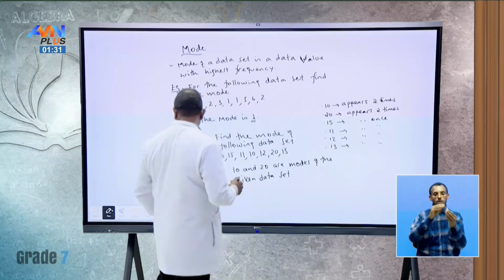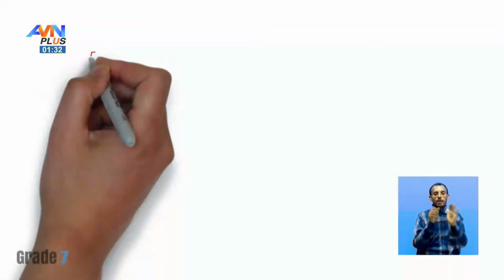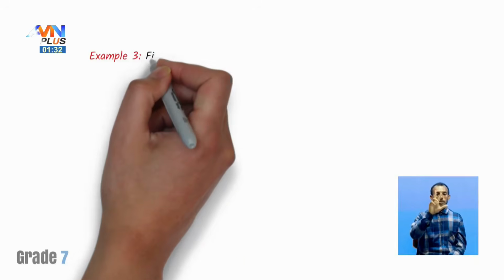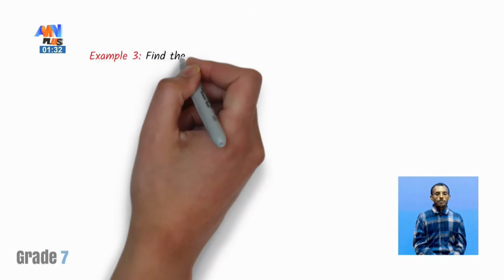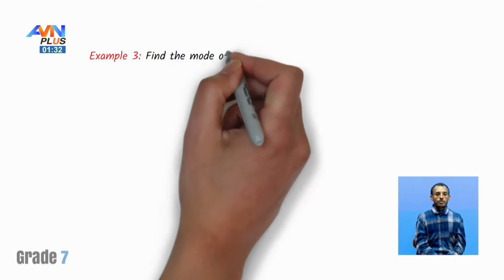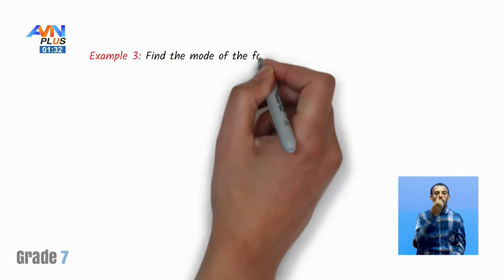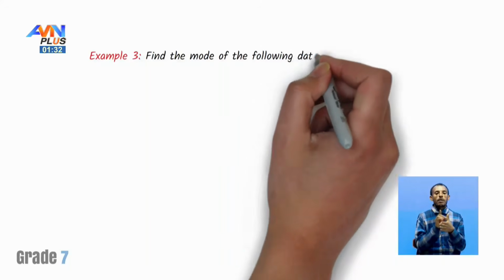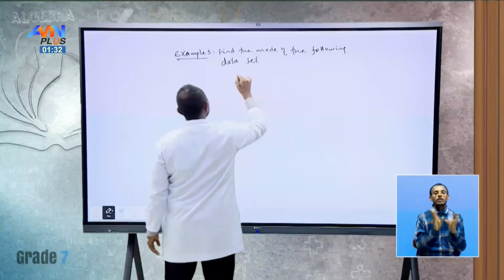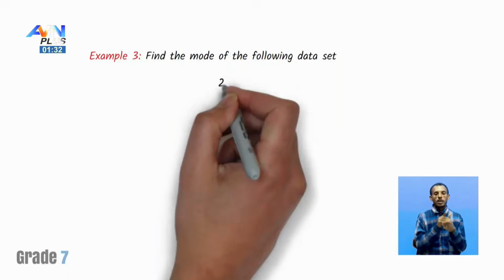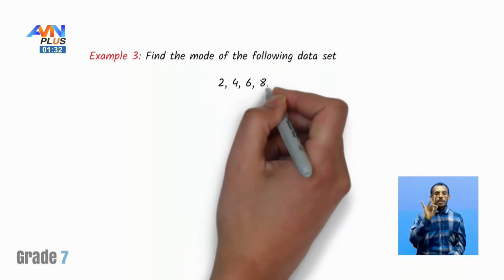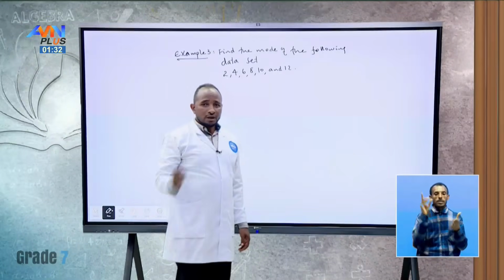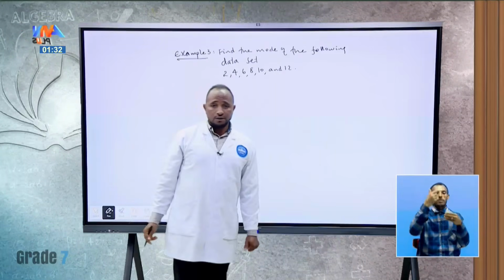Look at this one. Example 3. Find the mode of the following data set. Here we have this data set: 2, 4, 6, 8, 10, and 12. What will be the mode of this data set? Try this one. I'll give you 10 seconds for this.